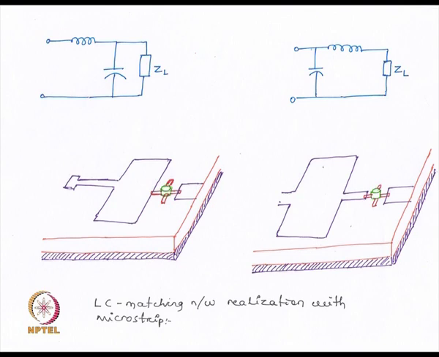Now, in this module, what we discussed was how we can use a microstrip to realize the lumped L and lumped C that we saw are necessary for realizing the impedance matching network. And we also said that a short length of high impedance line can act as an inductor, and it can substitute for the inductor, or a short length of low impedance line can act as a capacitor, and it can be substituted for the capacitor.